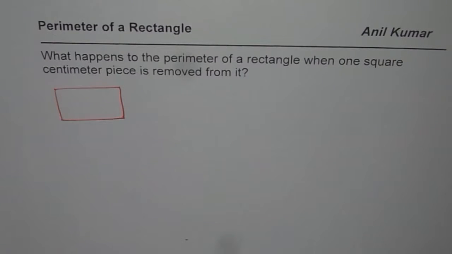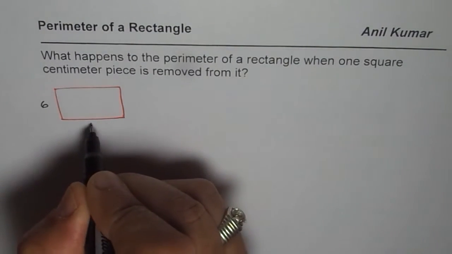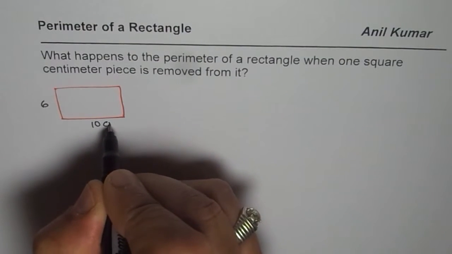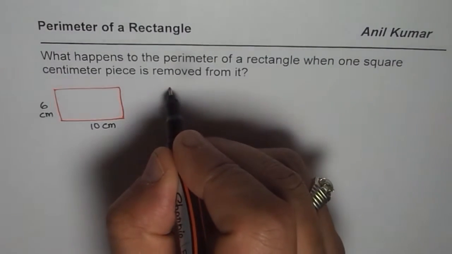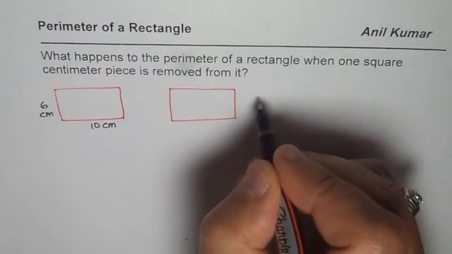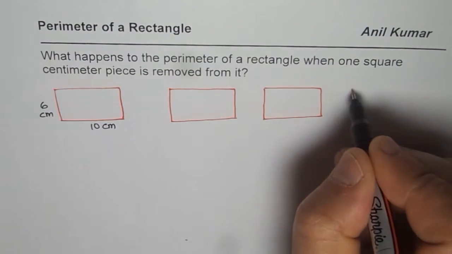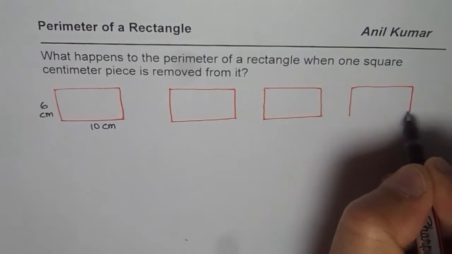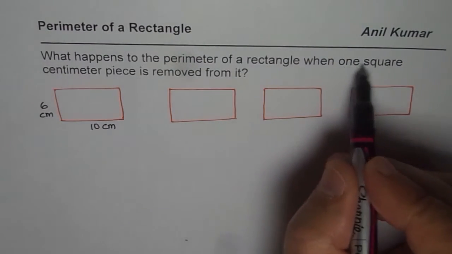So as an exercise, what you can do is you can take a rectangular piece, let us say 6 by 10 centimeters. So as an experiment, take a rectangular piece whose dimensions are 6 by 10 and let me make a couple of them for you first. You will understand why I am doing it. So first find the perimeter of the original, right? And then find the perimeter of different rectangles of the same dimensions from which we have removed one particular piece, which is only 1 square centimeter.